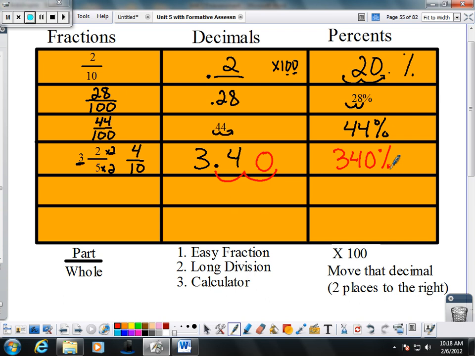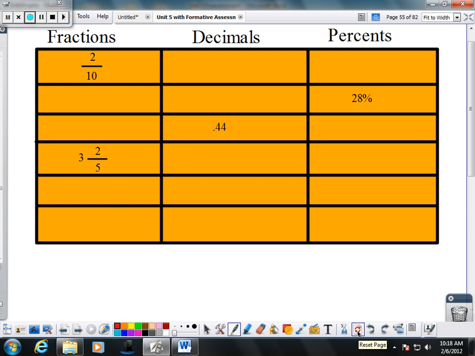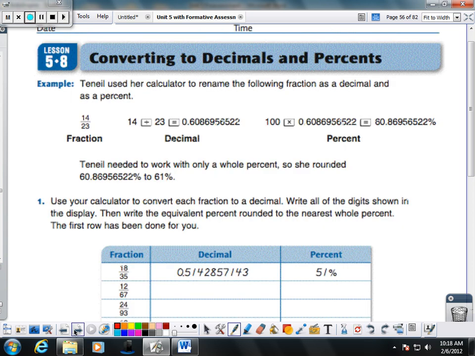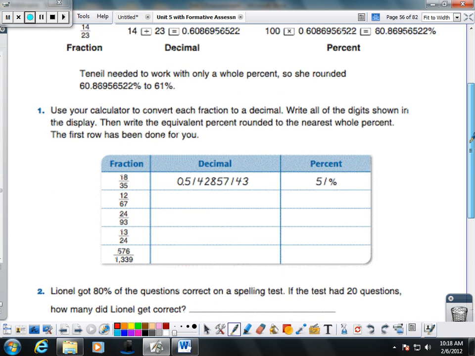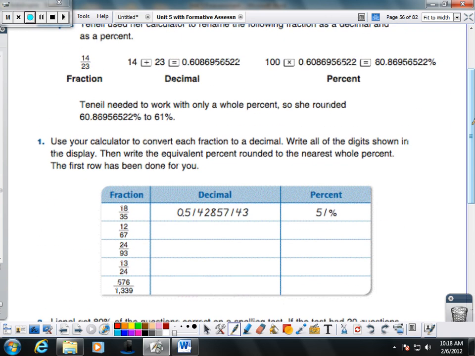When you come into class tomorrow, you're going to do a couple of things for me. First, I want you to turn to journal page 147. They give you a table. They let you use your calculator to go from a fraction to a decimal, and we're going to do this by dividing. Remember, it's really important to remember that this division line means divide. So this is going to be 18 divided by 35.